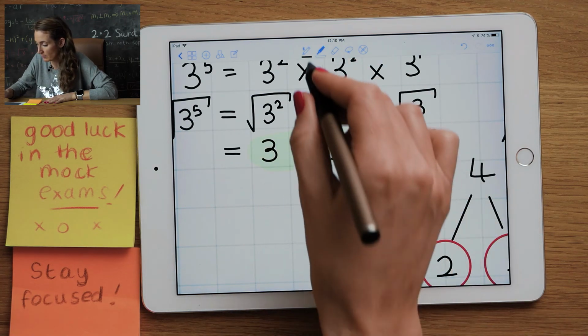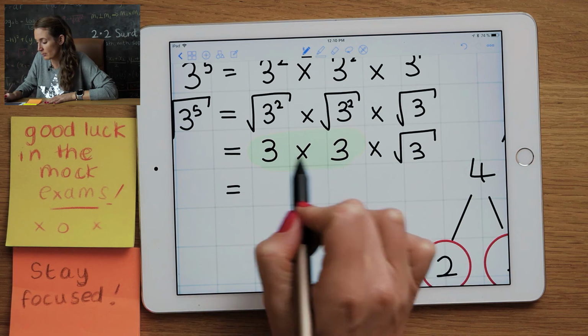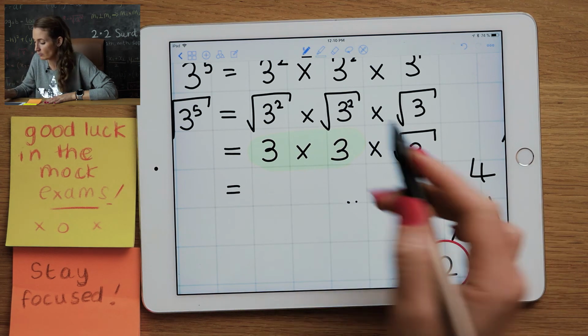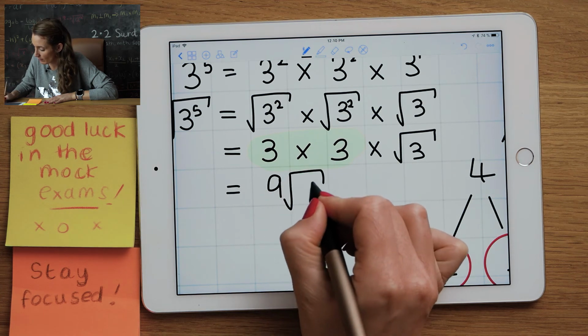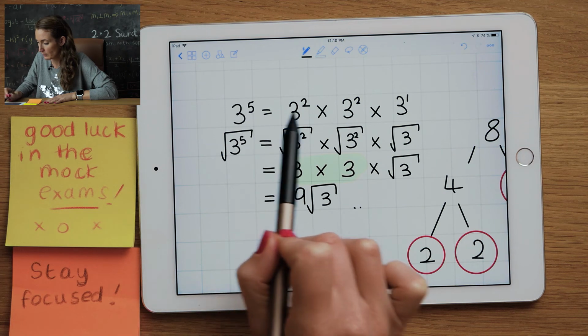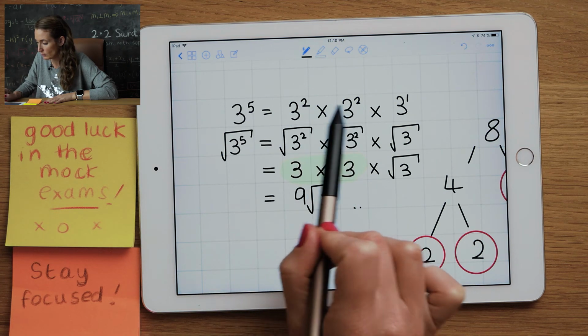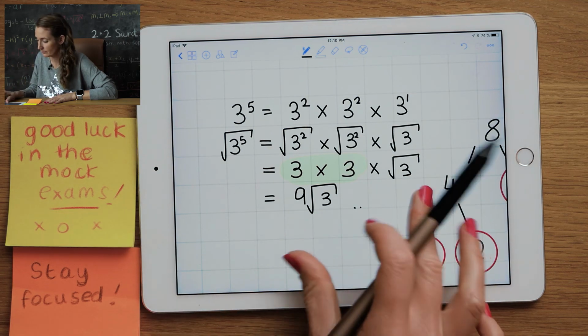Now in this situation, I have these two numbers. I should multiply my numbers together. We're going to talk about that more later on. But in general, numbers get multiplied with numbers and square roots with square roots. So that would become 9, 3 times 3 is 9. 9 square root 3. So any powers bigger than 2, you break them down into as many 2's as you can have, and whatever's left over here.